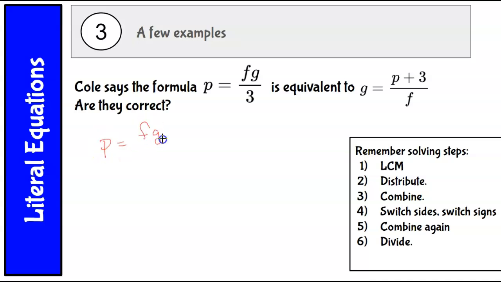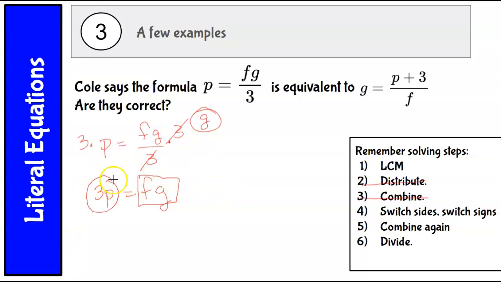So we're solving for G. Least common multiple, there is one here, so I'm going to multiply both sides by 3 to get rid of that denominator. Don't need to distribute. I don't have anything to combine. Let's check our switch sides. So we're solving for G, so I'm going to put a box around this whole thing because these are not terms. So this is my G term, and this is everything that's not G, and I don't have anything else that's not G, and they're already separated. So we don't need that one.